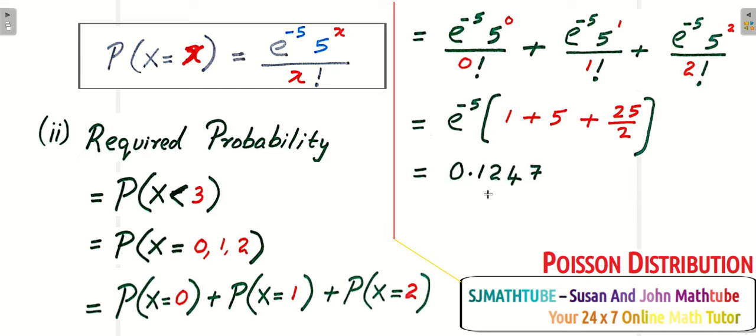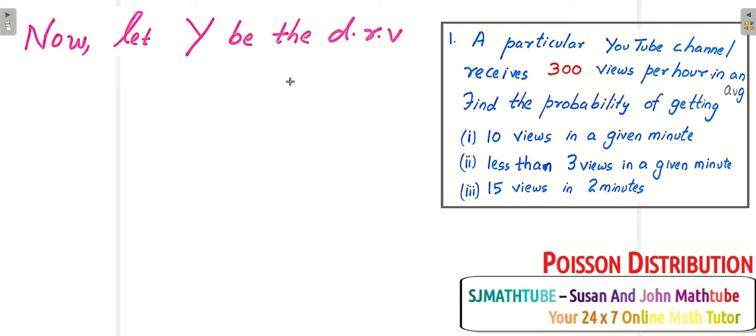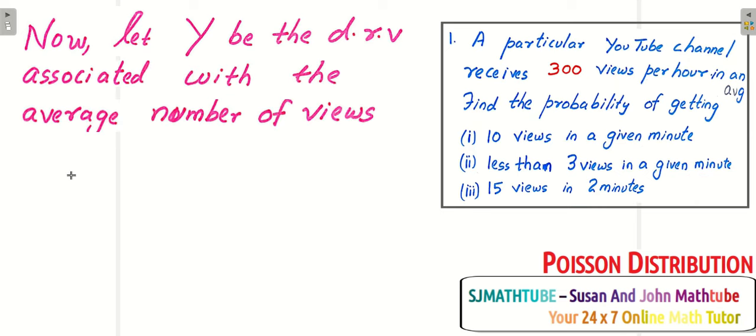That's approximately 12%. Okay, now for the second part, it was in 1 minute, and even the first part was in 1 minute. But the last part is in 2 minutes. So I'm going to redefine, and if you want, you can use capital X. I'm going for another variable Y. So let Y be the discrete random variable associated with the average number of views per 2 minutes. So look at this, it's per 2 minutes. You can guess that.